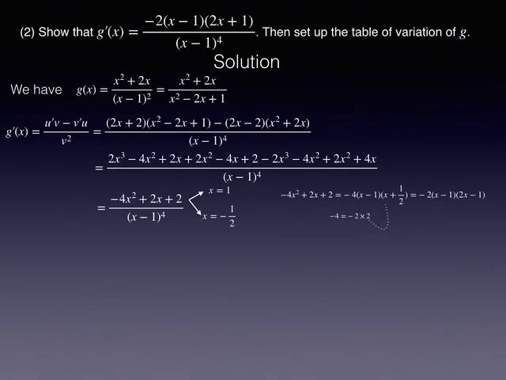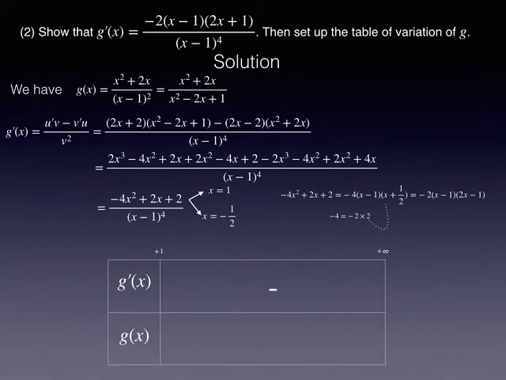So the next step is to draw the table of variation. First of all, we need to put the domain of definition, which is from 1 to plus infinity, then g prime, g. So between 1 and plus infinity, g prime is negative. Why? Because if we replace, let's say 2, for example, in the numerator expression of g prime of x, then we will get a negative number. So the sign of g prime is negative.